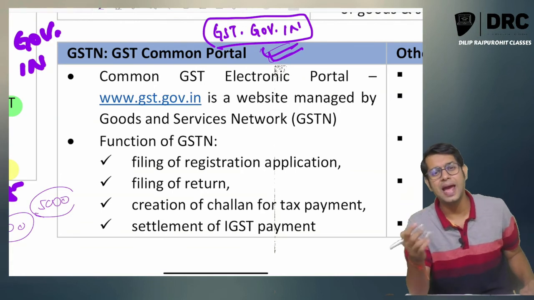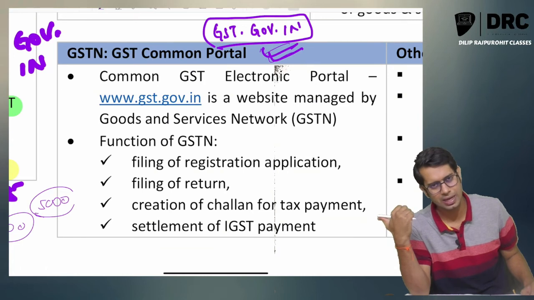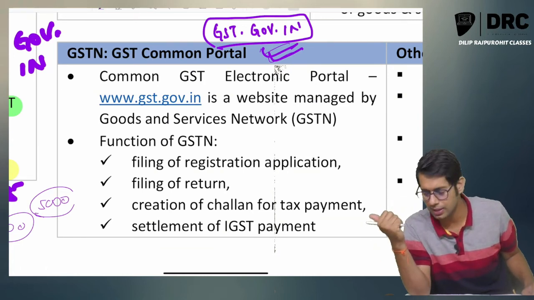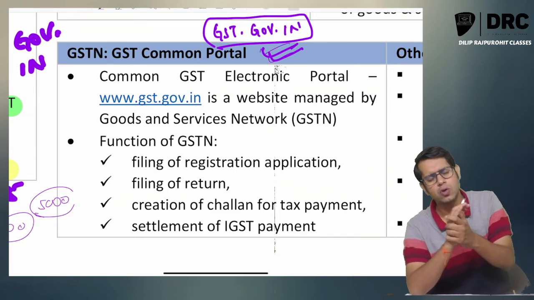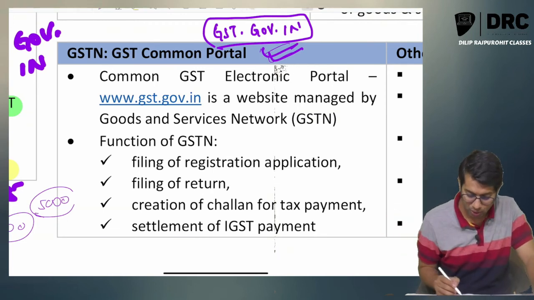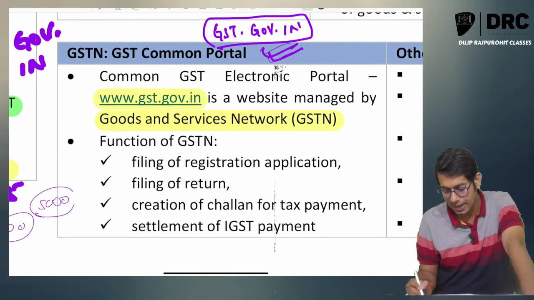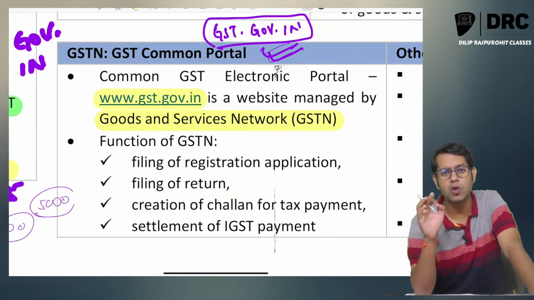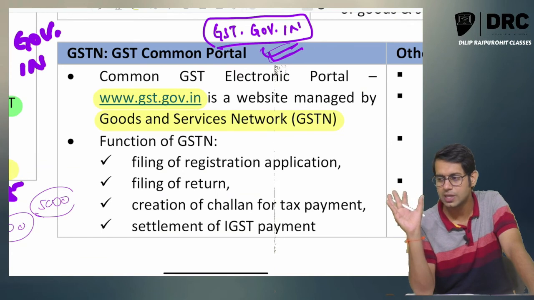This can be accessed through the internet. If the taxpayers want to access it, they need an internet connection. And if the department officials want to access it, it requires an intranet connection. It is a common portal managed by a company called GSTN, Goods and Services Tax Network. It is a Section 8 company, a not-for-profit organization, which manages this website.